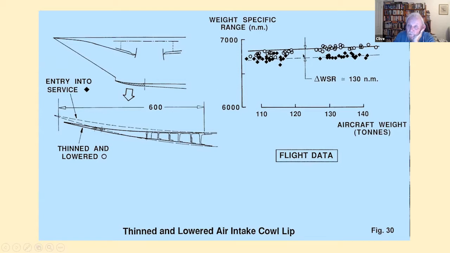We got an improvement of 130 miles in specific range, which may not sound like much, but it happened to be the difference between being able to operate into Washington with reliable reserves and not. So it was actually quite important.